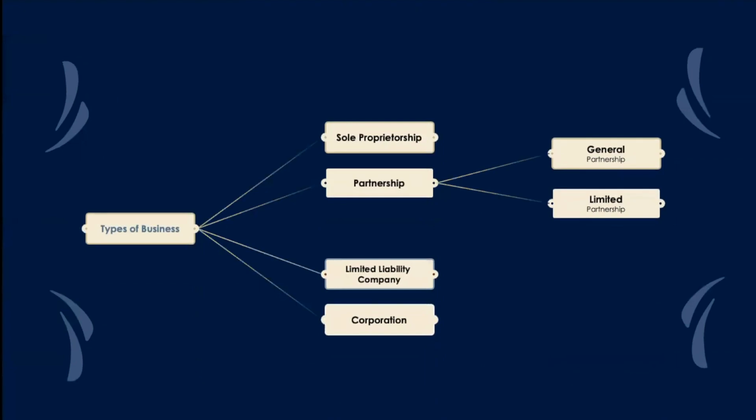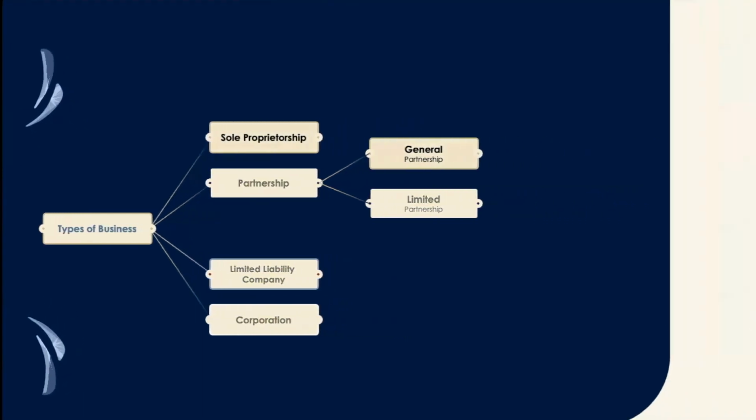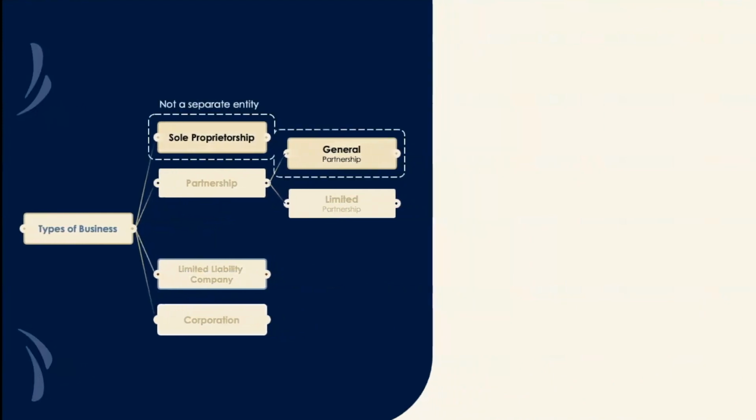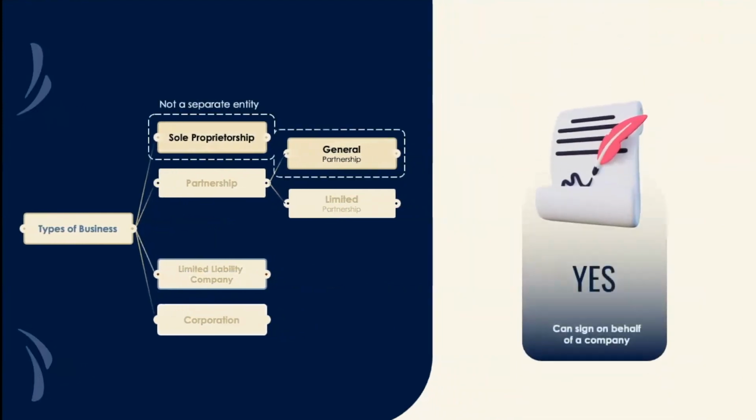There are many different types of businesses. Sole proprietorships, partnerships, limited liability companies, and corporations are the most popular. In the case of a sole proprietorship, it's not a separate entity. So the proprietor, the owner, is going to be the only person who has the power to sign a contract unless there is some instrument delegating authority to some other person.